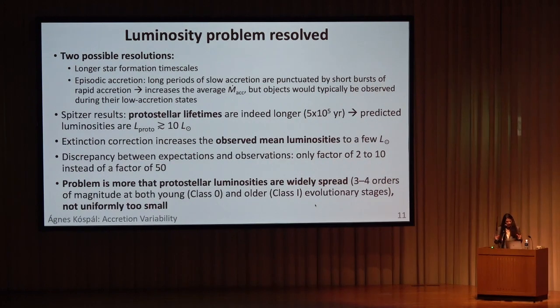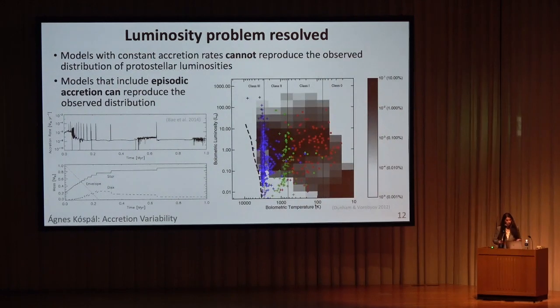The problem is not that protostar luminosities are uniformly too small. The problem is more that they span a huge range. There is a spread of 3 to 4 orders of magnitude, both at younger and older evolutionary stages. And we know that models with constant accretion rate cannot reproduce the observed distribution of protostar luminosities. But models that include episodic accretion, like the one here, can. Here you can see such an ensemble of models in grayscale, and they cover basically the whole range that the observations also cover.